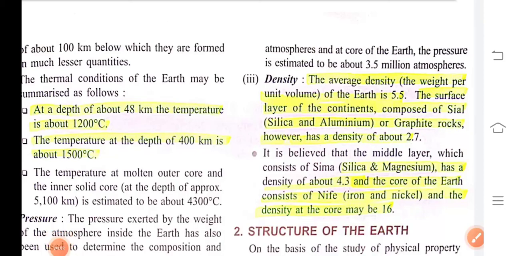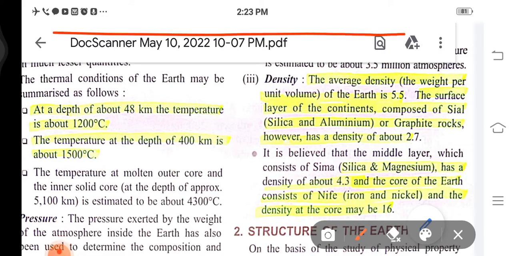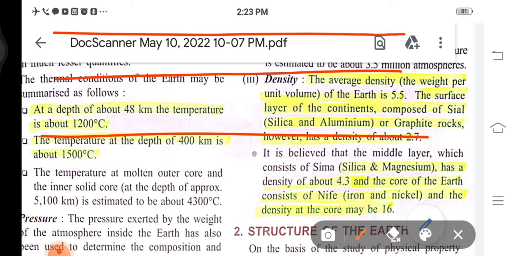Graphite rocks, however, have a density of about 2.7. So I'm going to explain it to you very easily. You just have to concentrate on this thing, and not get distracted by anything. This is the crust, the thinnest part of the earth's structure, then the mantle, then the core. The core is divided into two parts, but in this part we are going to discuss three.